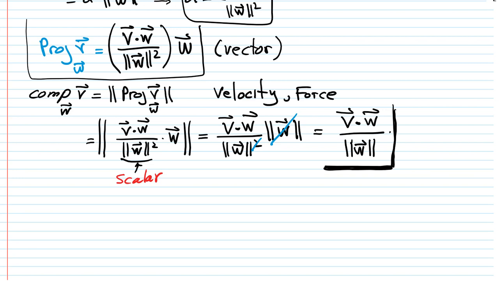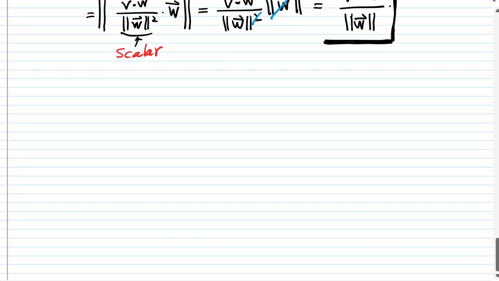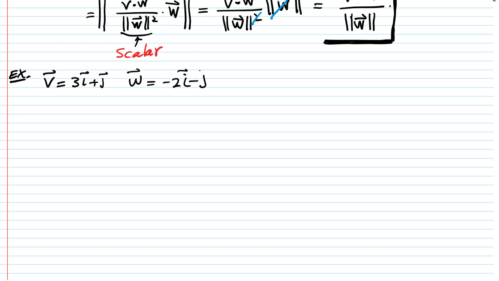Now let's take a look at an example with projection. Suppose I'm given two vectors. Suppose vector v is 3i plus j, and vector w is negative 2i minus j. And we want to find the projection of v onto w.